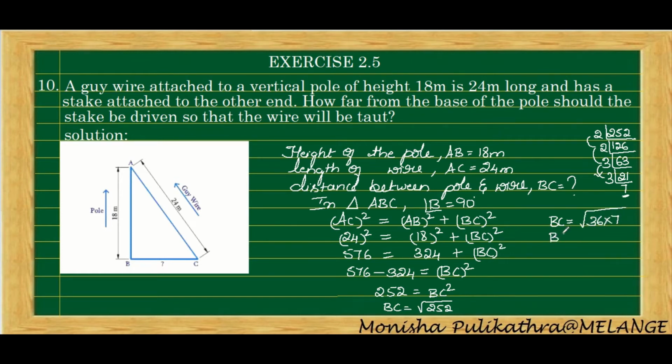So we know the square root of 36. What is the square root of 36? It is 6. So the answer will be 6 root 7. Therefore, the distance BC is equal to 6 root 7 meter. You can write it as 6 root 7 meter. I hope you understood this.